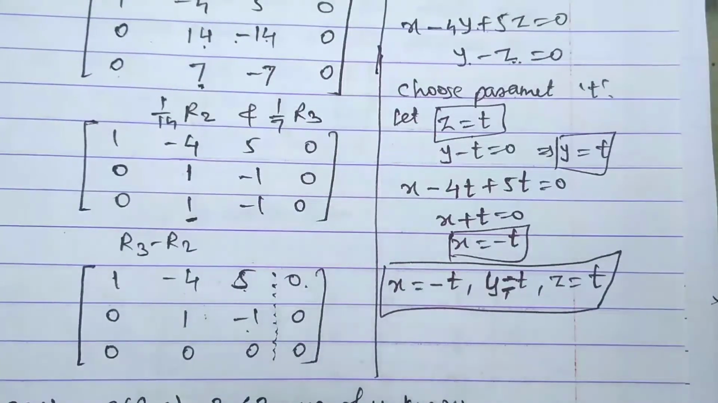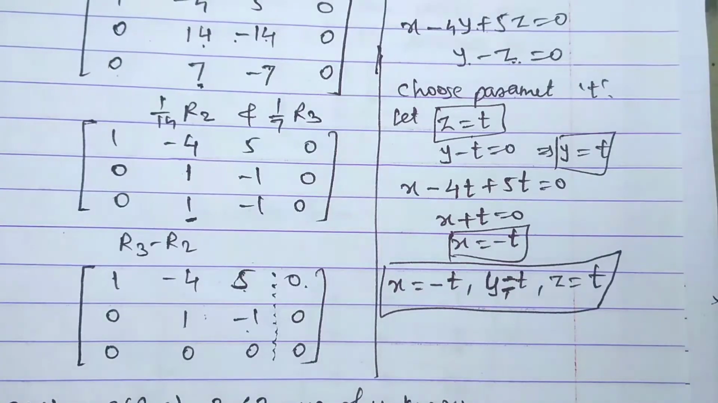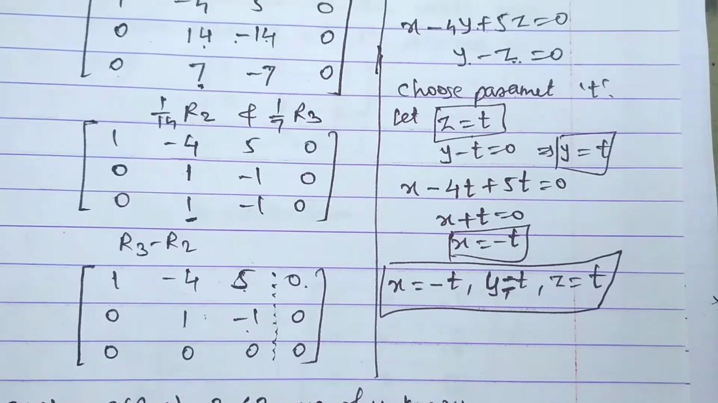That is, infinitely many solutions for different values of t. For different values of t, we will get different solutions. So these are the infinitely many solutions. This is the way to find infinitely many solutions for a homogeneous system. Let us consider another example.